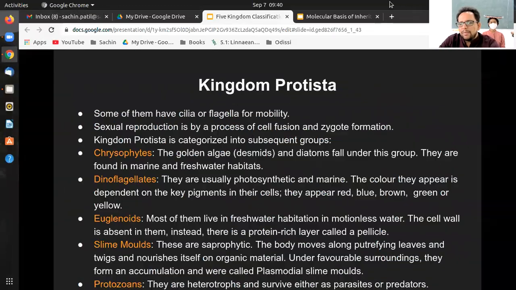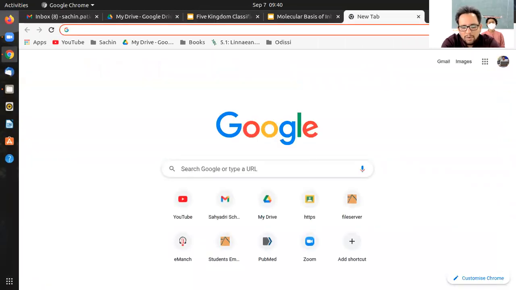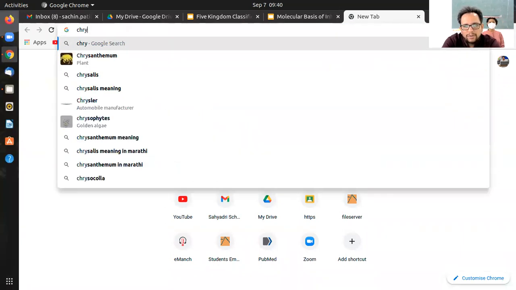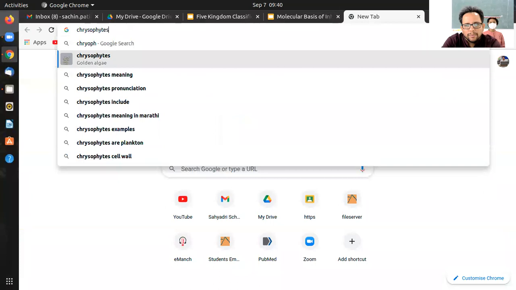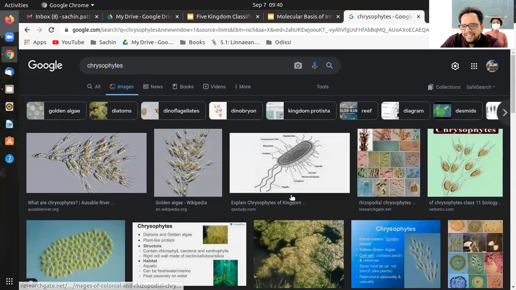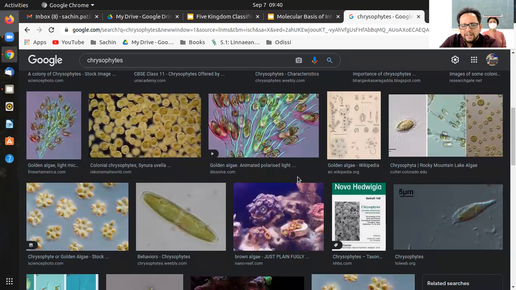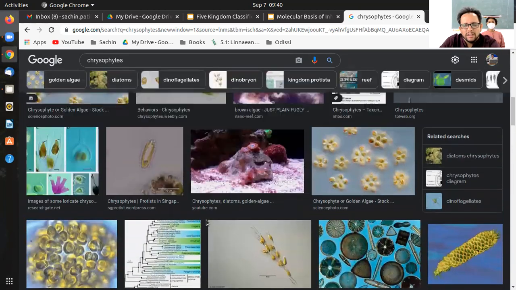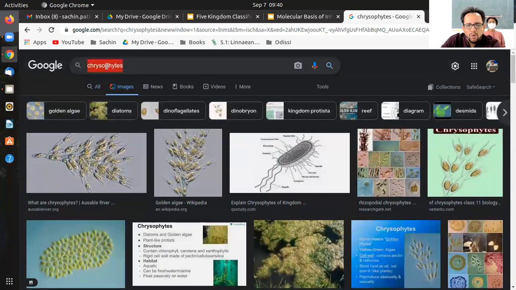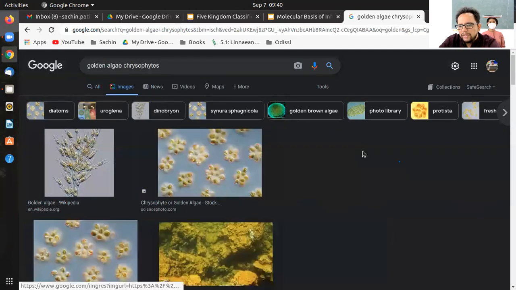Now, golden algae, I'm sure you would have seen somewhere in water bodies because they are aquatic in nature. Let me show you chrysophytes first. So these are all different examples. You will not find them commonly around us because these are deep water living organisms. But let me show you golden algae. This is surely something you would have seen somewhere.